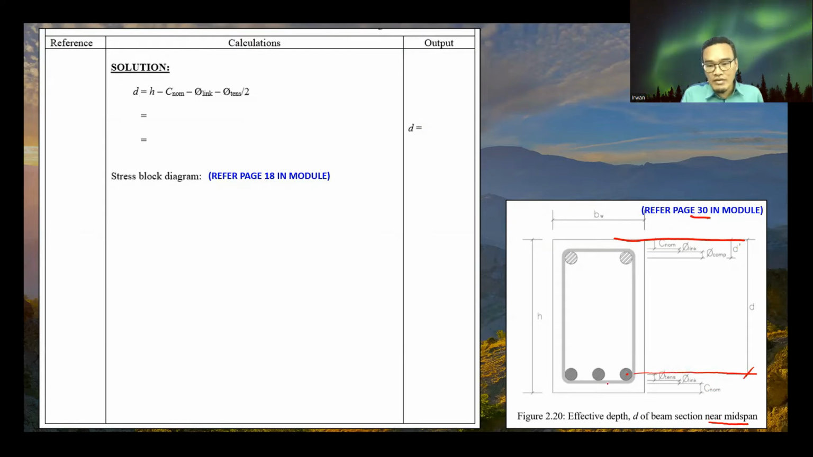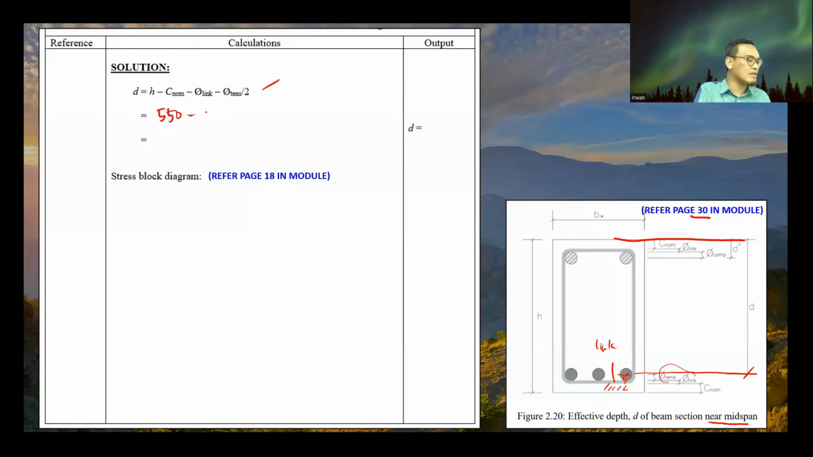This is your nominal cover, this is your link for shear reinforcement, and this is the diameter of the tension bar divided by 2, which is half. So this is the equation: d is equal to h minus c nominal minus diameter of link, minus diameter of tension bar divided by 2. Can you help me solve this problem? h is 550, minus nominal cover, what is the value? 30, the link 8, tension reinforcement 20 divided by 2. So what is the answer?